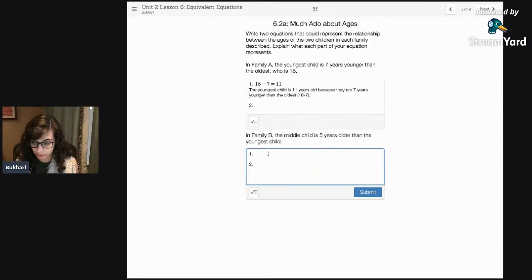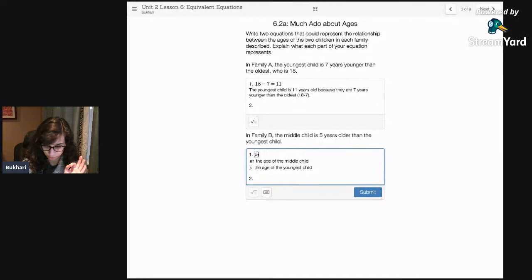Family B, the middle child is 5 years older than the youngest child. Okay, let's define our variables. If I set M to be the age of the middle child, and I set Y to be the age of the youngest child.